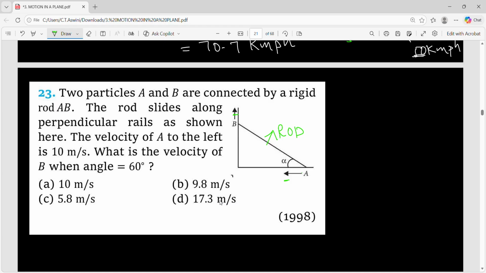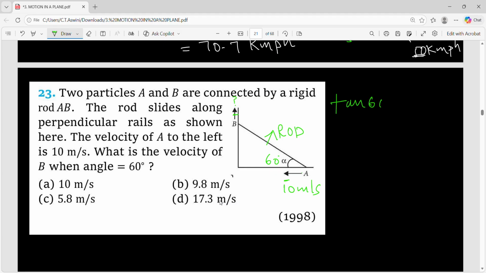The velocity of A to the left. What is this? This is 10 meter per second. What is the velocity of B when angle is 60? So angle is given. Velocity at A is given. You have to find velocity at B. Can we simply apply tan theta formula?